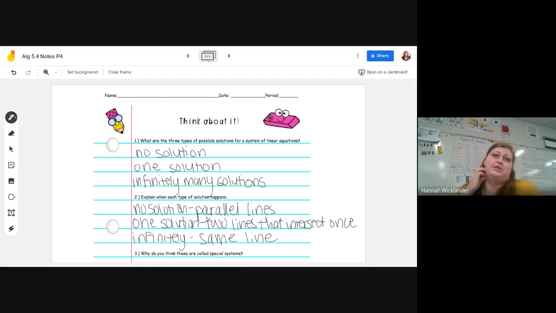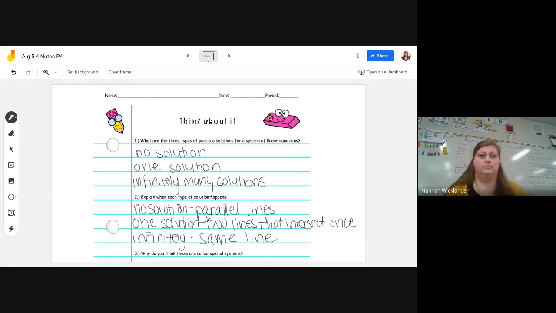Do we have any questions about these? No solution, one solution, infinitely many solutions. This is what we're going to be doing on our homework assignment today. So any questions? Nope. Okay. So there's two more questions.